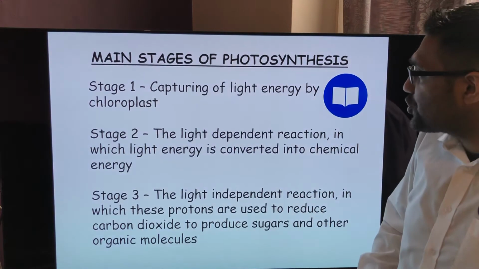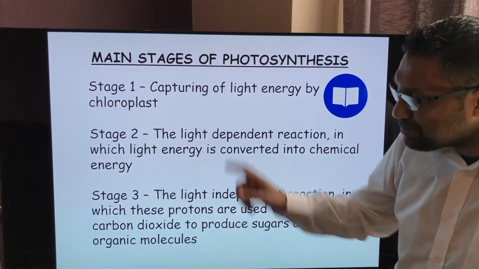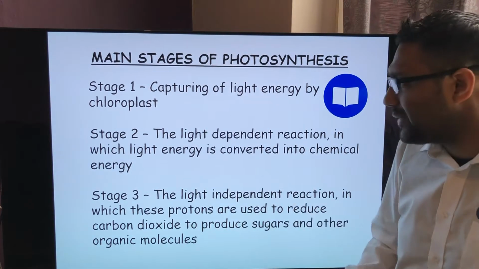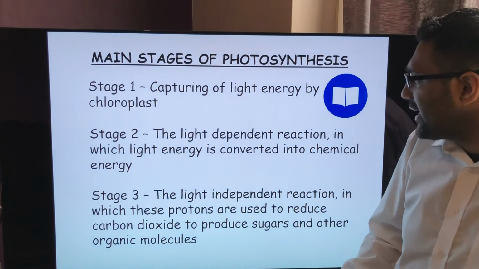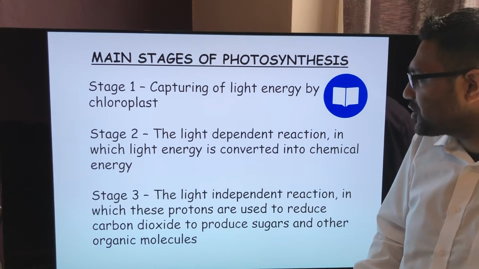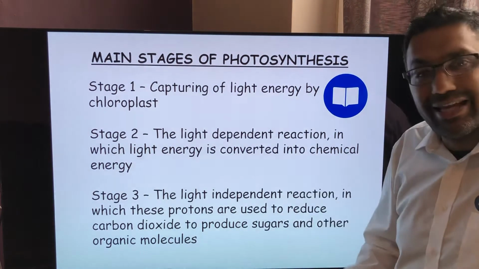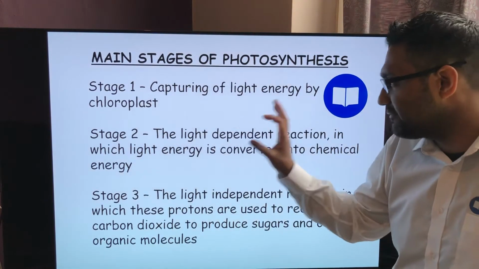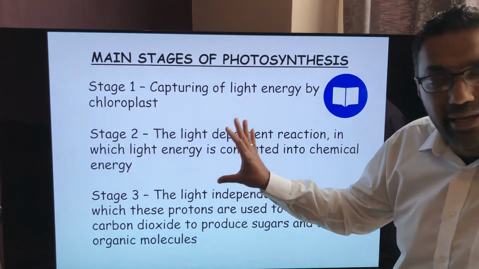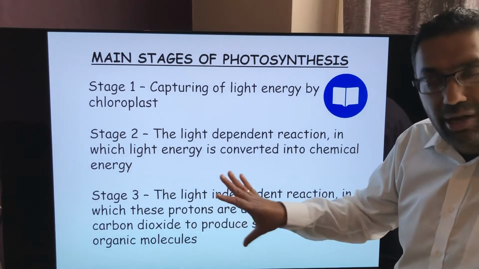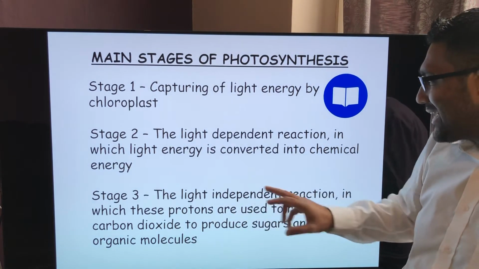So there are 3 stages to photosynthesis. The first stage is capturing the sunlight's energy in the chloroplast. The second stage is what we know as the light-dependent reaction, in which light energy is converted into chemical energy. That is our next lesson. Very complicated, this is proper A-level biochemistry. And then the third stage is also proper A-level biochemistry. We're looking at the light-independent reaction.